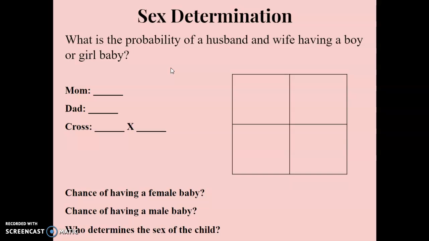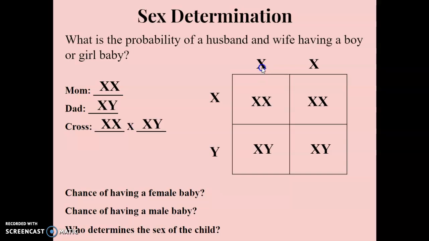And so we know from our karyotype lecture that moms' sex chromosomes are XX. That 23rd pair, the sex chromosomes, is XX for females, and for males it's XY. So if I were to do a cross for these two parents, you would see that there is a 50% chance of them having a female baby and a 50% chance of them having a male baby.